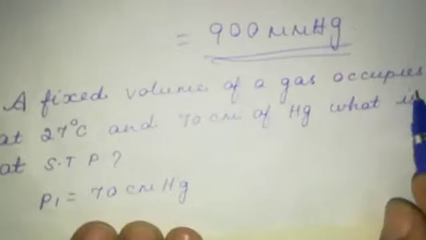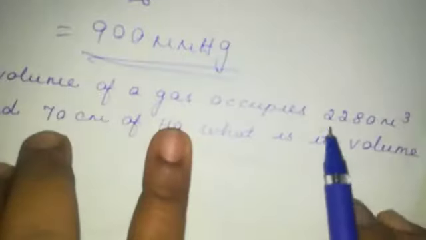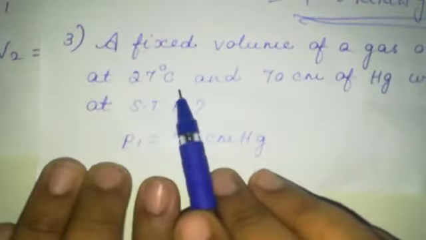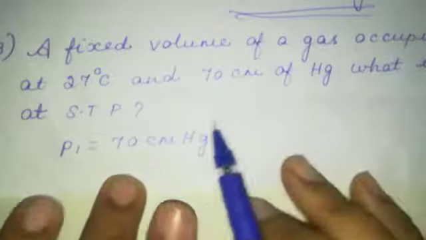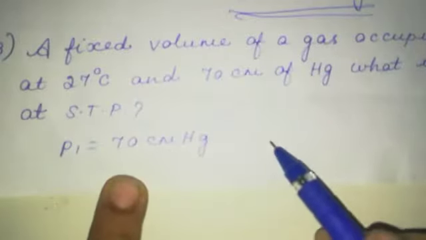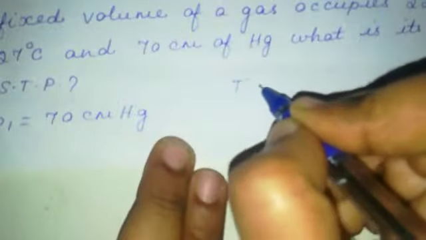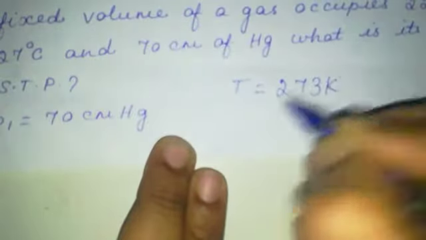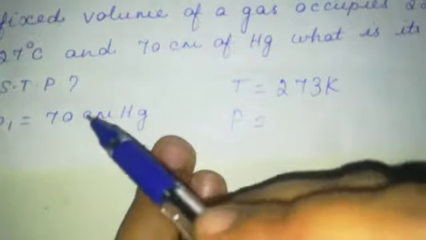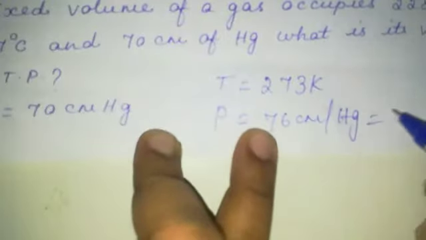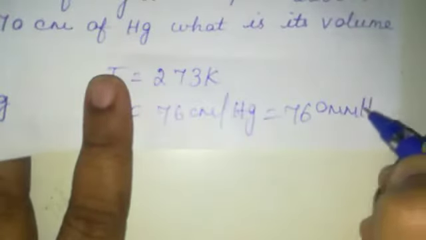A fixed volume of a gas occupies 2280 centimeter cube at 27 degrees Celsius and 70 centimeter of mercury. So your P1 value is going to be 70 centimeter of mercury. What is its volume at STP? STP means always the standard temperature and pressure we use. Temperature we are going to use 273 Kelvin, and the pressure value: if it is given in centimeter, I have to use 76 centimeter mercury, or if it is millimeter mercury, I have to use 760 millimeter mercury.